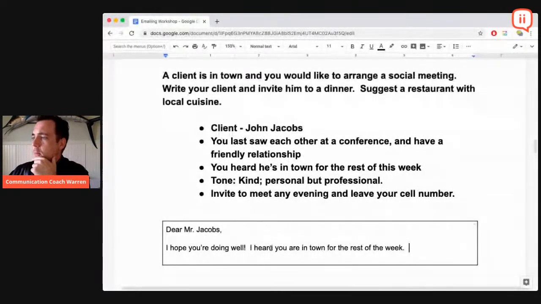Martina's writing, I hope that you're doing well since the last time we saw each other at the conference. Now, Martina, maybe you can try that again and use present perfect since you're talking about past accumulated time. I've heard that you are in town this week, so I think that we can meet if you would like to. Good. So, Martina, same recommendation. In your first one, you should use present perfect. In your second example, you should use past simple. I heard that you are in town, just as we've got here in the example, I heard you are in town for the rest of the week.